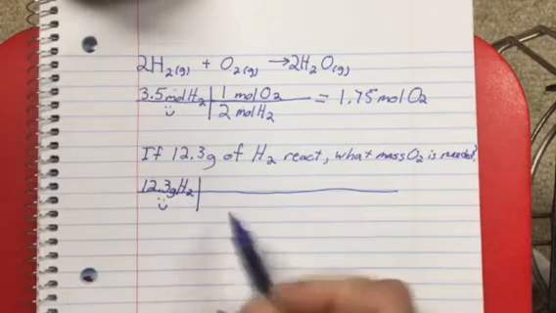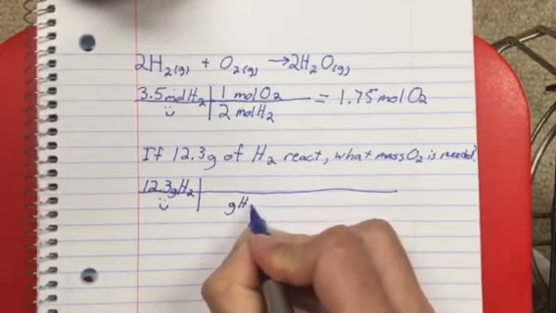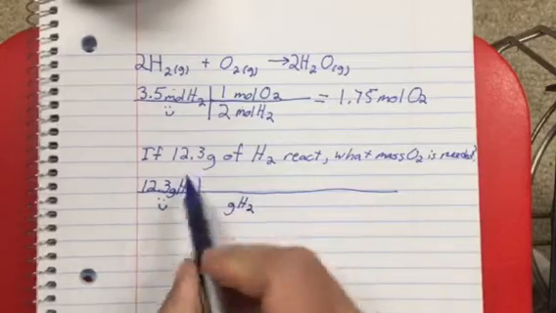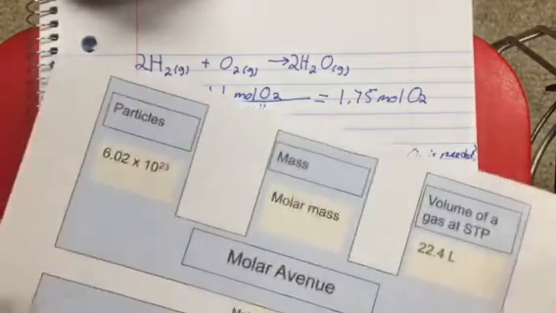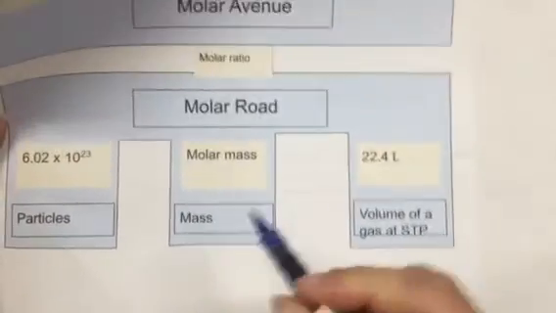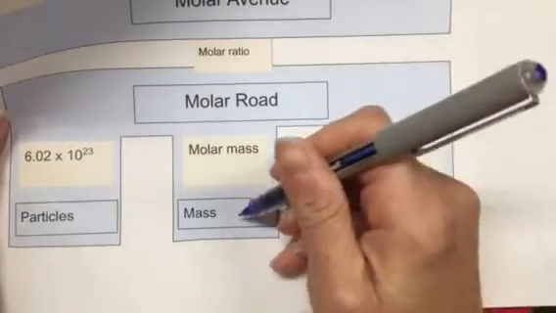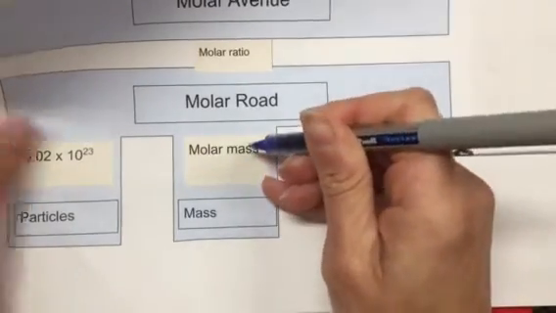Whatever's here goes here. We have grams H2 down there. And now we get out our molar road, see where we're at. I've started with mass, right? So I'm going to need to use the molar mass to get to moles. So I start with mass of our H2. We're going to use the molar mass of that H2 to get to moles of H2.